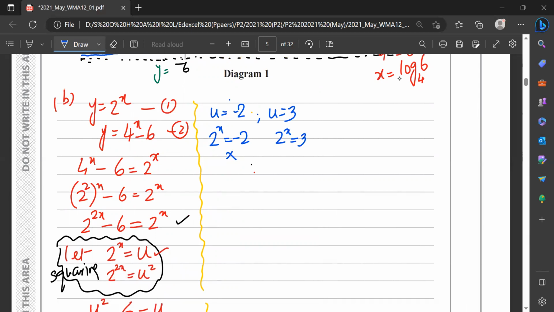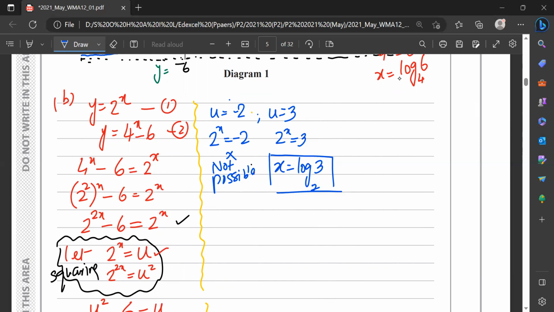If 2 power x equals 3, I can again use the definition of log. This is actually x is equal to log of 3 to the base 2. This is the x value. And the other was not possible because you can't get negative 2 by assigning any power to x. So 2 power x cannot be a negative value, so this is not possible. So x is equal to log of 3 to the base 2.